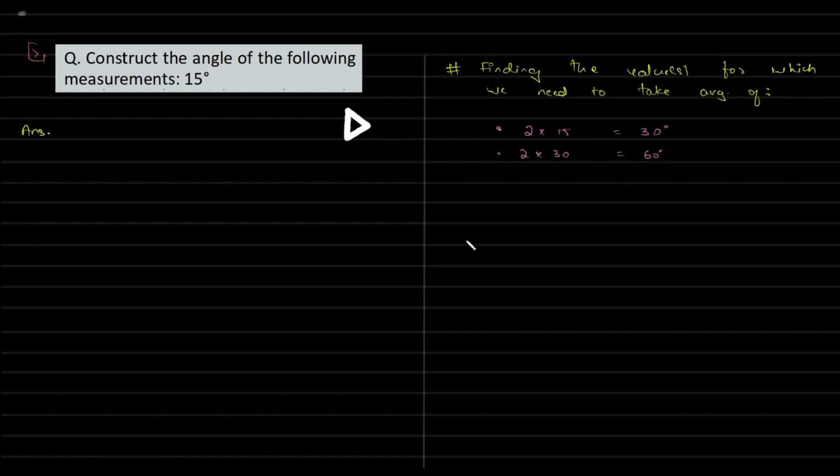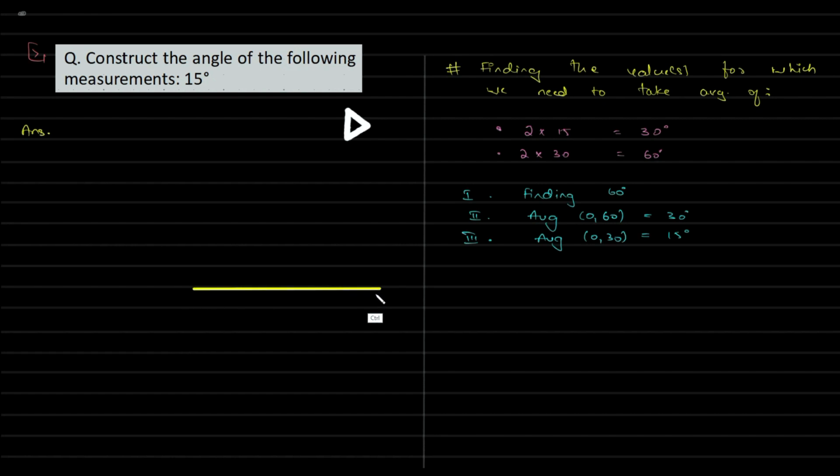Do you guys know how to draw 60? Yes, we know. So basically your steps will be, first is finding 60, and then taking the average between 0 and 60, which will give us 30 degrees, and last is the average between 0 and 30, that will give us 15 degrees. So this is the logic.